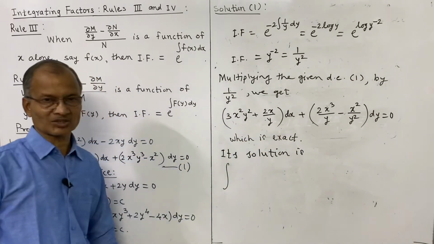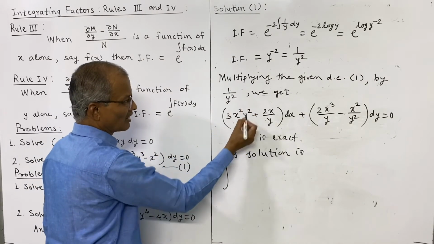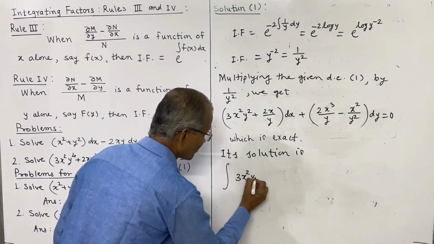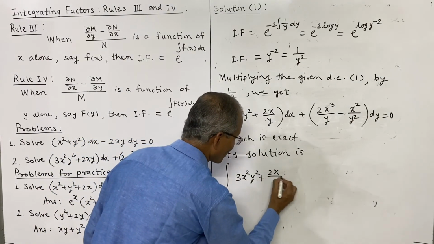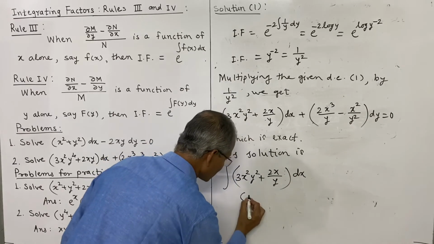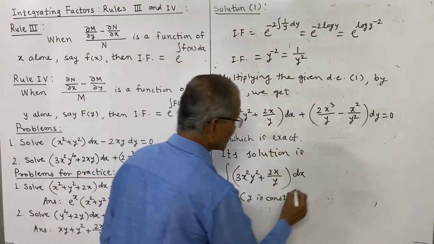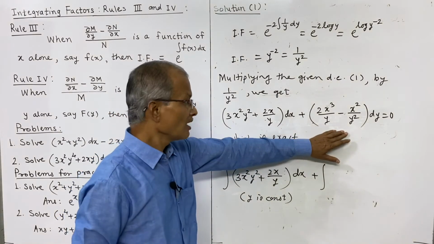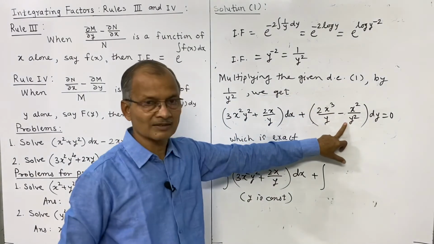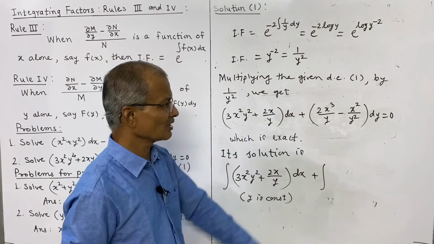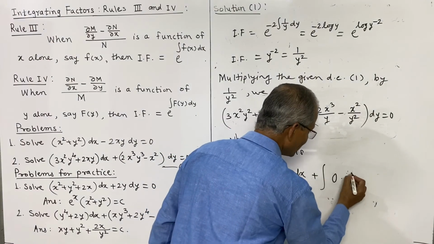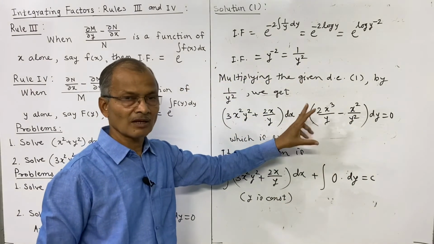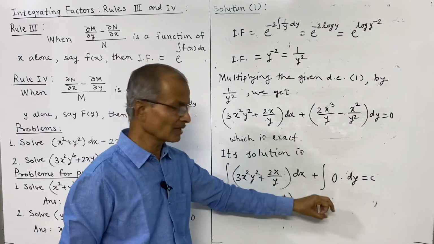Its solution is the integration of this coefficient of dx, m, now changed or transformed into this form, with respect to x. And here y is to be treated as constant: integral of 3x²y² plus 2x upon y into dx, y is constant. And plus integral of terms of n, the coefficient of dy, which do not contain x. Now you see this term contains x, this also contains x, so there is no term of n which does not contain x, and if this happens we write 0 into dy is equal to c. If one term is there which does not contain x, then that term must be either constant or a term of y, and that term can be written here.